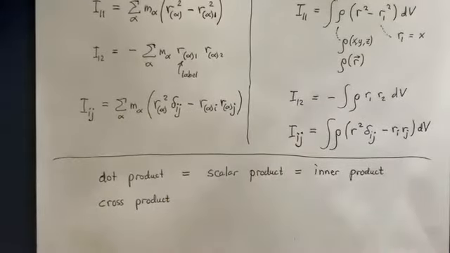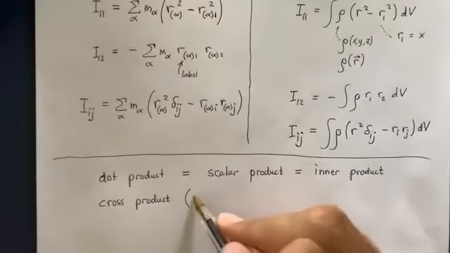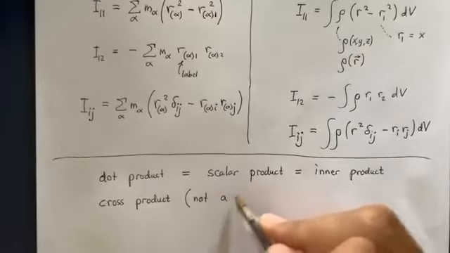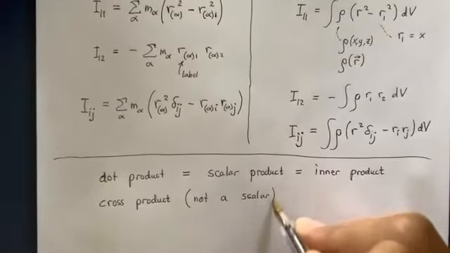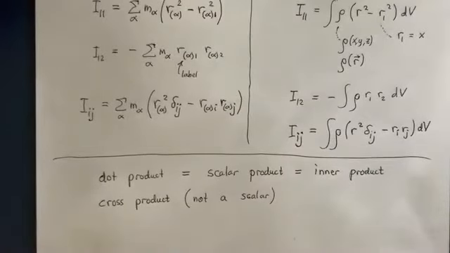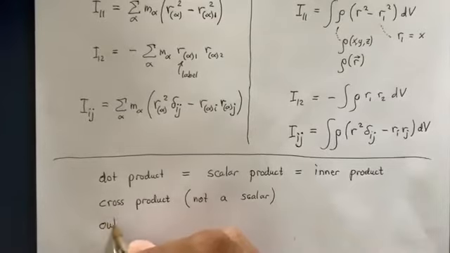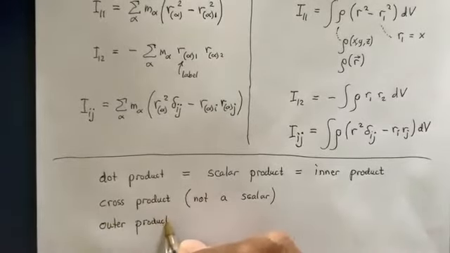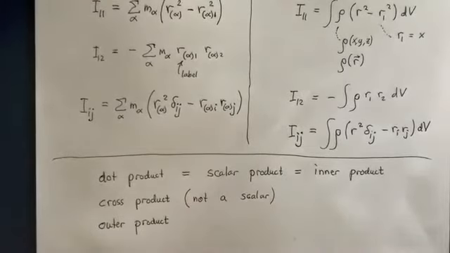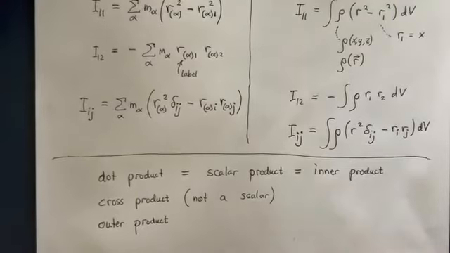Okay. Notice a cross product is not a scalar. In fact, you could call it a vector product. And there's another kind of product, an outer product. Okay, notice the outer product is certainly not the same as the inner product. So, yep, all of these things await us in the wonderful world of tensor analysis.